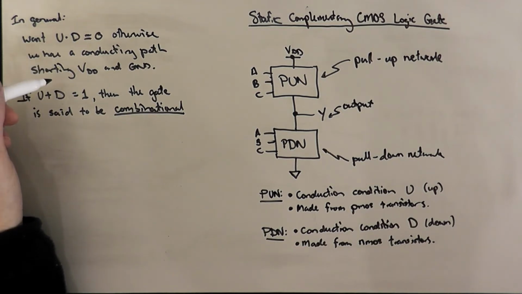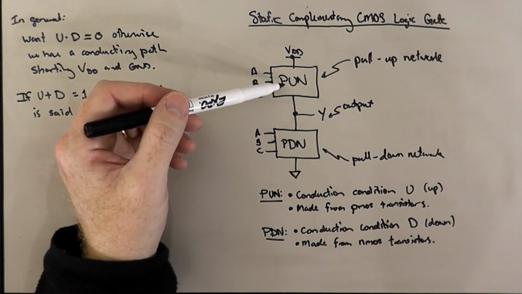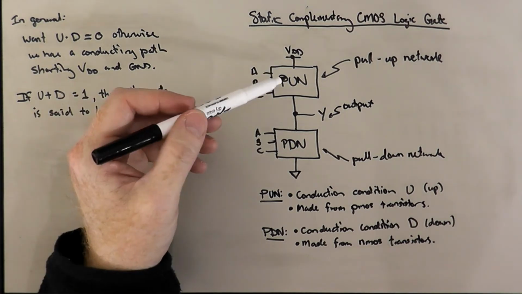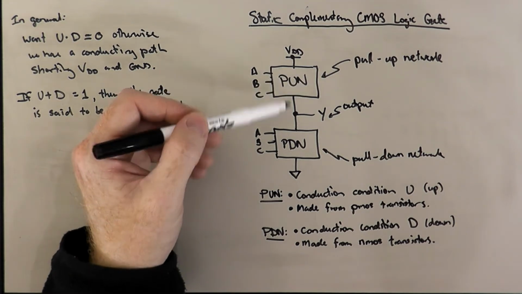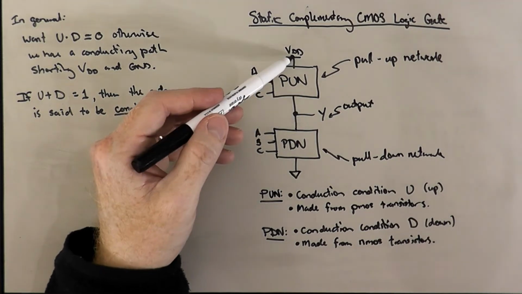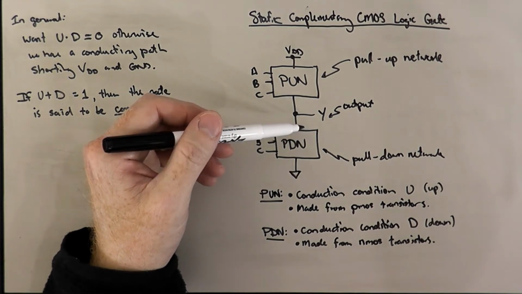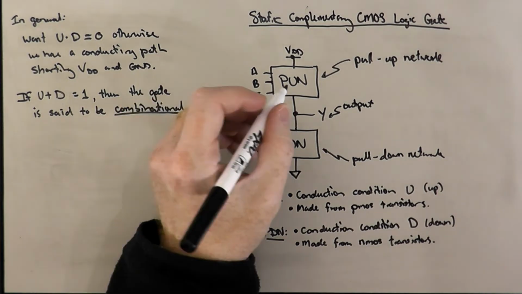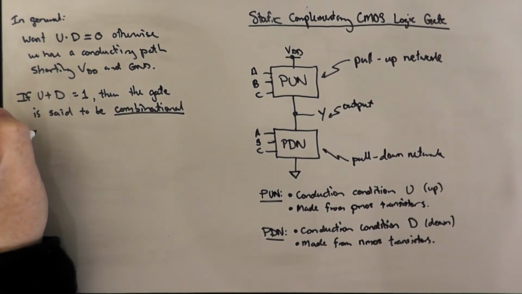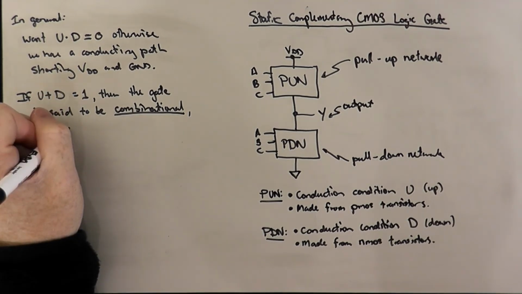So if there are no circumstances under which the pull-up conduction condition or the pull-down conduction condition is false, then you either have the pull-up network conducting or the pull-down network conducting under all circumstances. And so the output of the gate is always driven either to a logic high or to a logic low. It's never disconnected from either of the two rails. So the output is always driven.